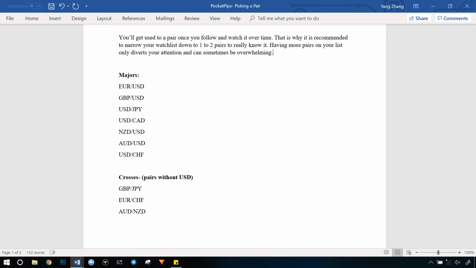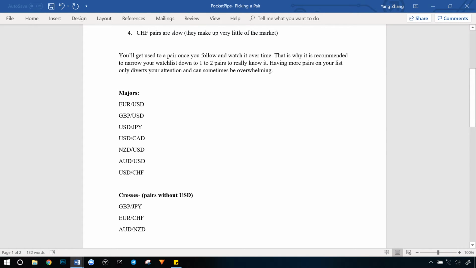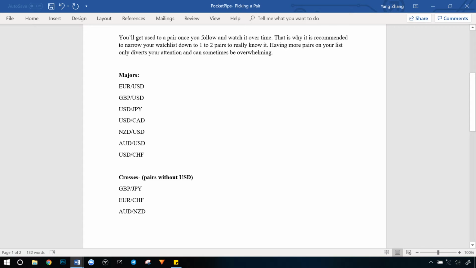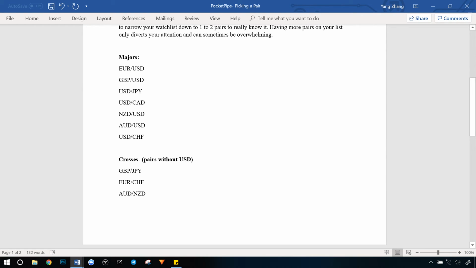Now moving forward, majors. If you still can't find a pair, or if you don't know which pair to trade, you can take a look at the majors, which are the main pairs in the market. So this, for example, euro dollar, the pound dollar, and so on and so forth. Then crosses. Crosses are pairs without the USD in them. So this could be your pound yen, your euro Swiss, your AUD NZD. I'm not sure how to say that, but those are your crosses.